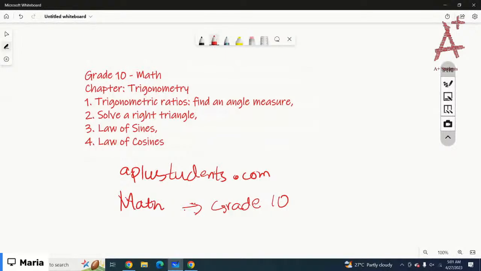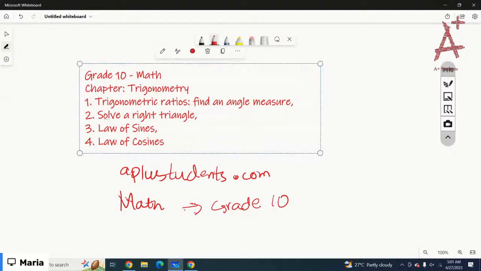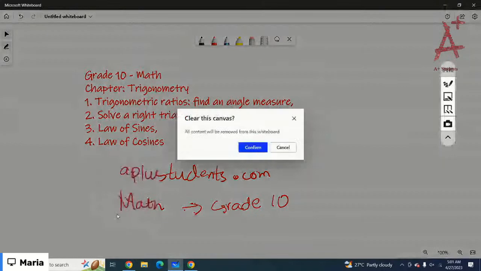We're going to start with the chapter trigonometry, and the lessons we're going to cover today are trigonometric ratios, find an angle measure, solve a right angle triangle, law of sines and law of cosines. So let's start with the first lesson, that is trigonometric ratios, find an angle measure.